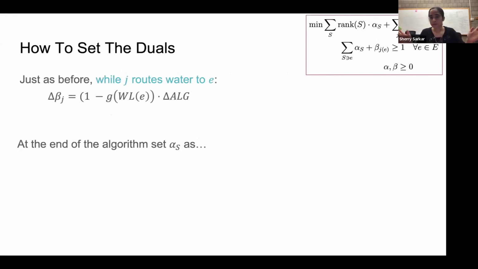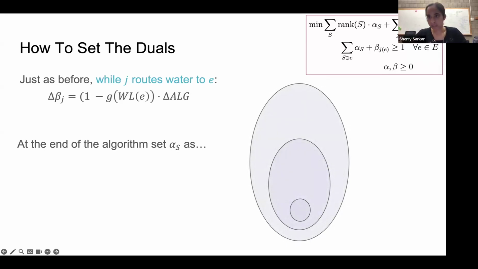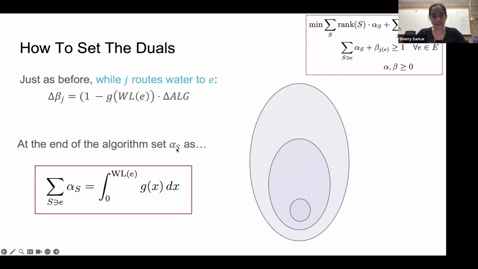Okay, so right now we're trying to do the primal dual framework. We have some ideas about how we set the duals. Now let me put that in concrete terms. How do we change the alphas and betas when we have a change delta to an edge E? Our algorithm increases E by delta, and now I have to change alphas and betas to match delta. So just as before, while part J is routing water to element E, we're going to change beta J to be 1 minus G of the water level of the edge. And at the end of the algorithm, we have this nested family that we're going to set the alpha S's as. We're going to set it to be the following.